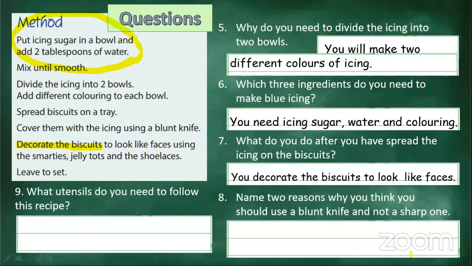Let's look at the screen, guys. You are really, really smart because you came up with both the answers. You just used different words. The first one, it's safer than a sharp knife.